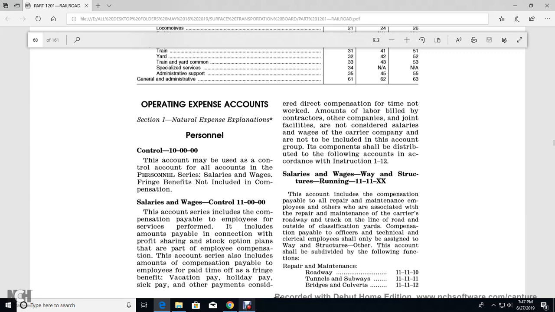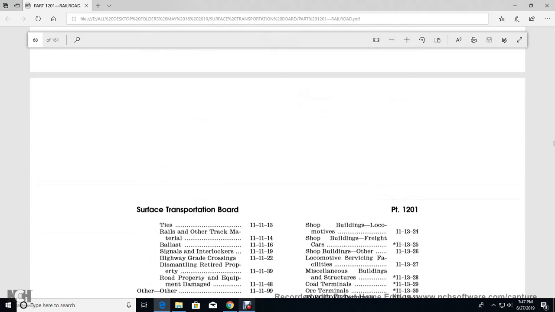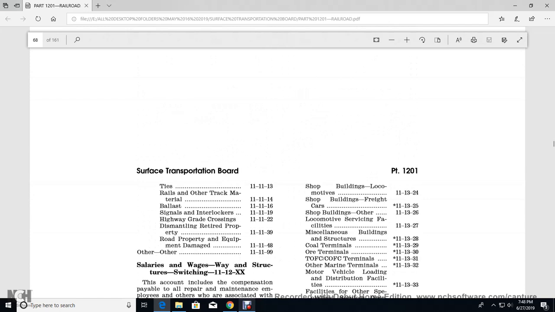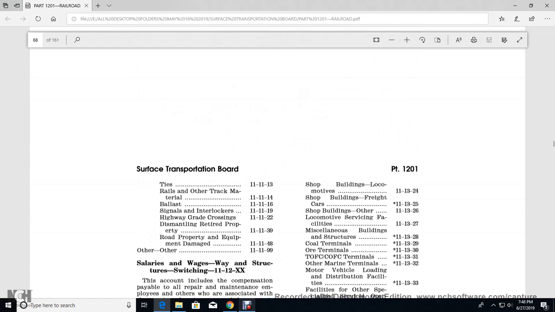The account included the compensation of all the repair and maintenance employees with the other associated repair maintenance for the carrier of the roadway, the track on line, road, outside classification yards. Compensation payable to the technical clerical employees shall be assigned to the way of the structure of this account, subdivided into the following functions: repair and maintenance, roadway, tunnels, subways, bridges, culverts, ties, railways over the track material, ballast, signals, interlocking, highway grade crossing, dismantling, retired property, road property, equipment, and other damage, and other.